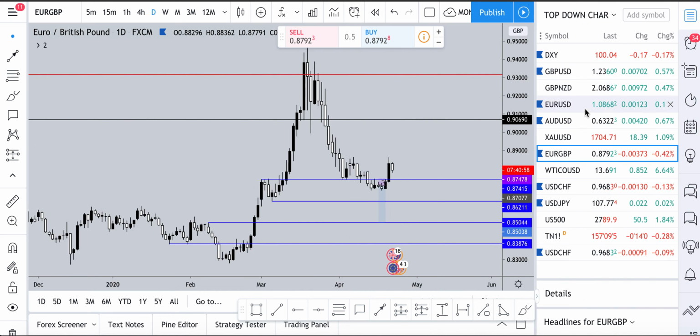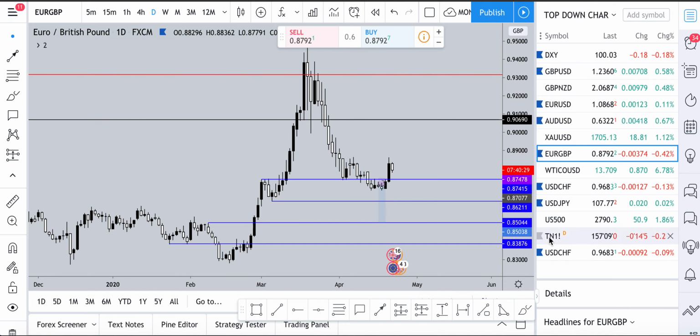Over here, you're going to have all your different charts. So these are different currencies. The Dixie, it basically is the dollar index. Pound dollar, pound New Zealand dollar, euro dollar, Aussie dollar, gold, euro pound, that's West Texas oil, US dollar Swissy franc, US dollar Japanese yen. This is the American US 500. This is just T-notes, and then US dollar CHF.